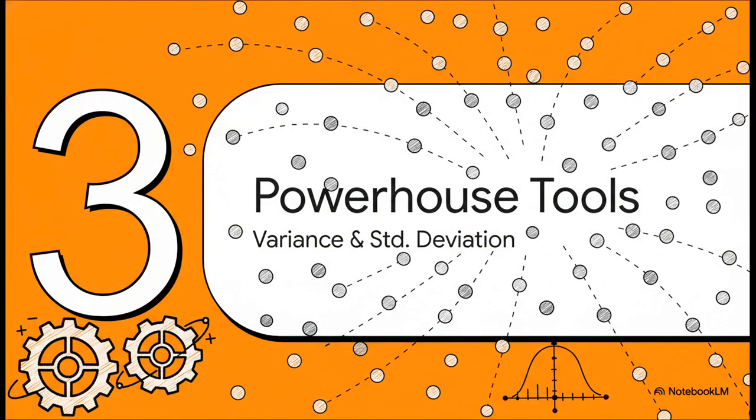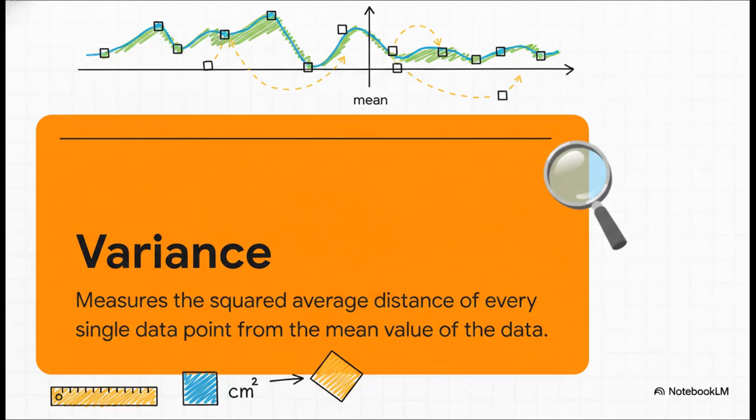Okay, so range and IQR are super useful for sure. But the true powerhouses, the ones you see everywhere in science and finance, are variance and standard deviation. And their secret is that they don't ignore a single piece of data. They use every last point to figure out the spread. So let's start with variance.